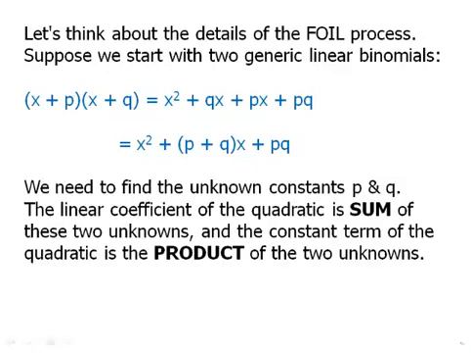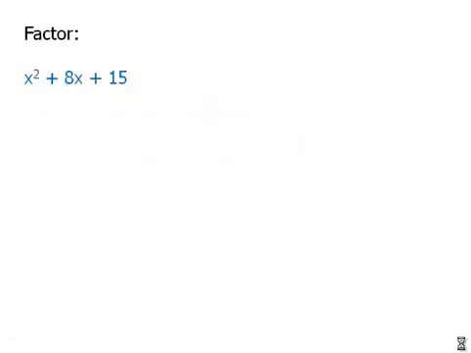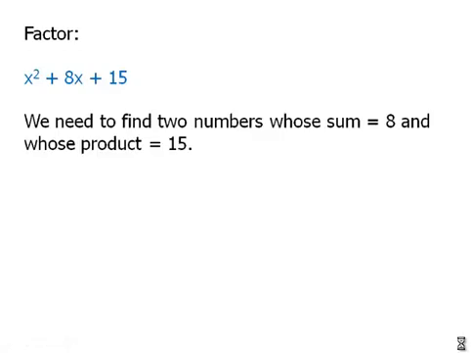So in other words, the linear coefficient of the quadratic is the sum of the two unknowns we're looking for, and the constant term of the quadratic is the product of the two unknowns. Very interesting. Let's apply this in a problem. Suppose we have to factor this. So in other words, we're looking for two numbers whose sum is 8 and whose product is 15.